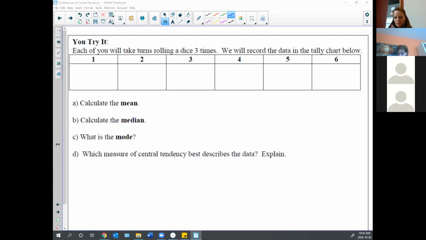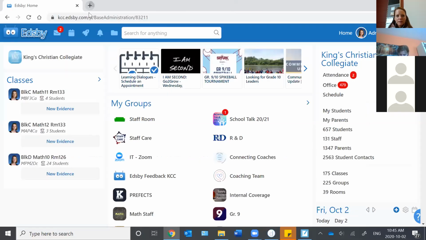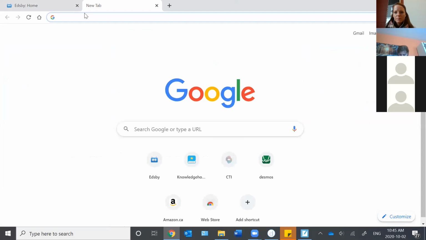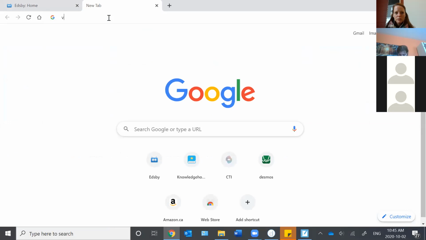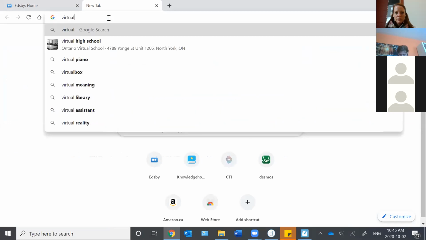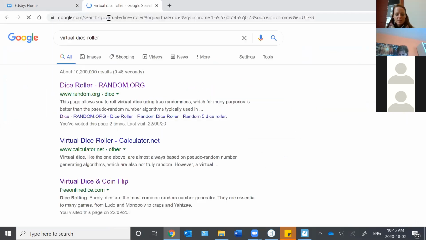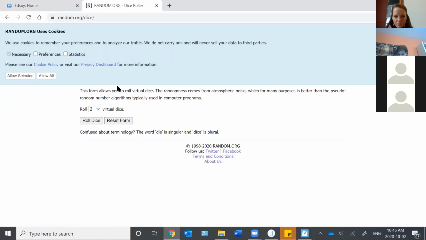Sorry, I'm still writing down the definitions. That's okay. Okay, so can you see my Google right now? Yep. Okay, virtual dice roller. So we will each roll it 3 times. There's 4 of us, so we're going to roll it a total of 12 times. Does that sound good, guys? Yep. Okay, here we go.